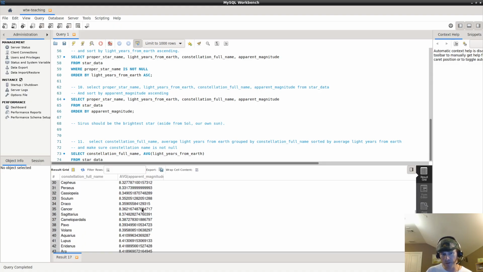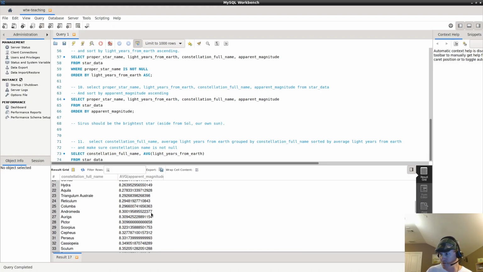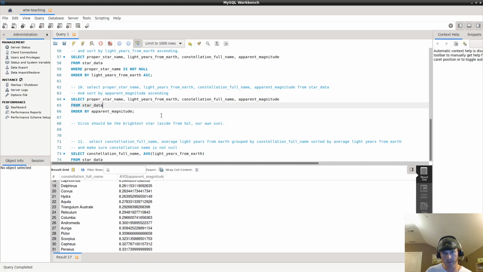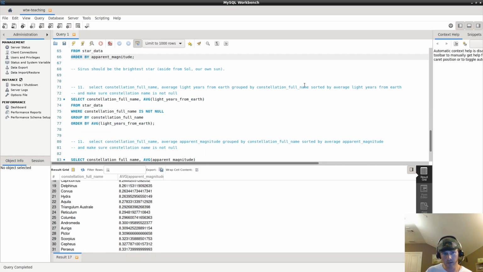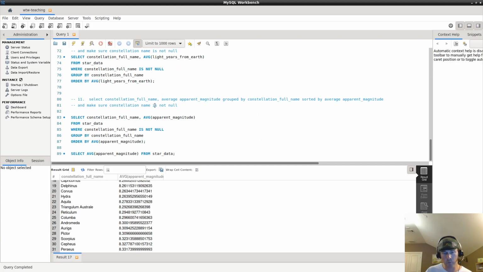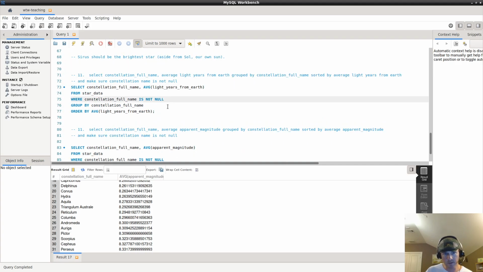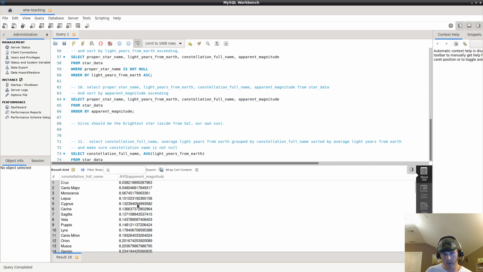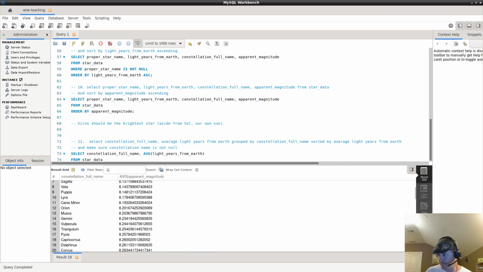It's very interesting that most of the constellations are very similar in apparent magnitude, with the average, that is. And finally, I'm running out of time here. What this is going to do is, let's do the last one here. We're going to select constellation name, apparent magnitude, group by constellation full name, sorted by average apparent magnitude, and make sure the constellation is not null. And this is the average apparent magnitude again.